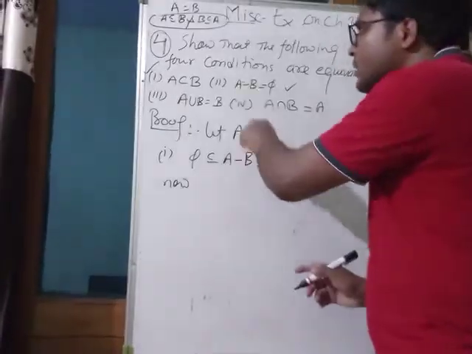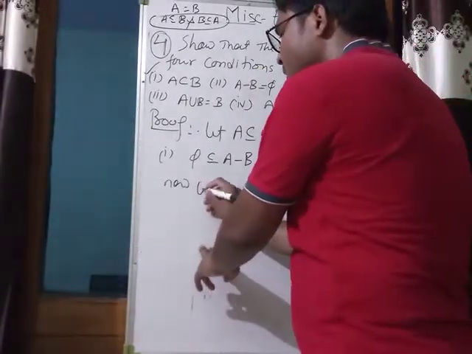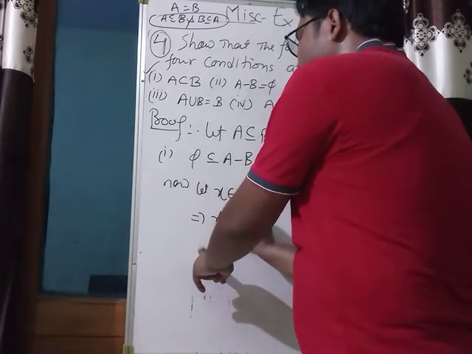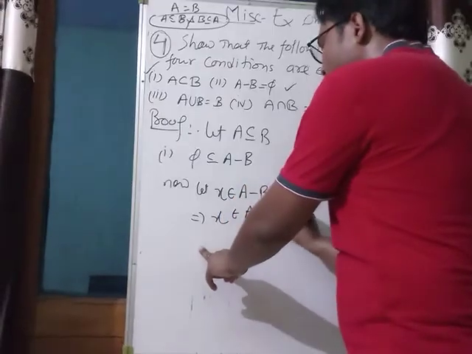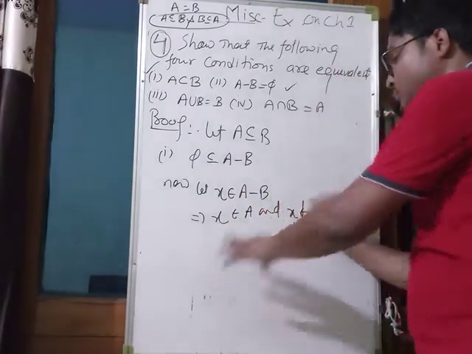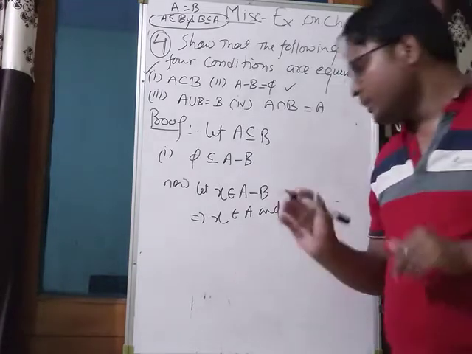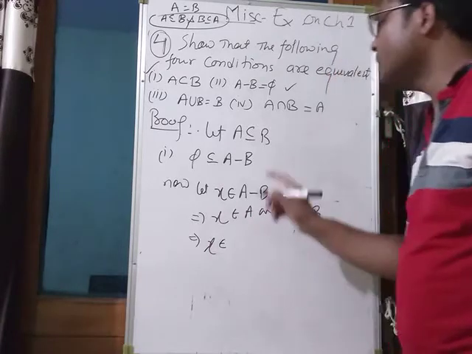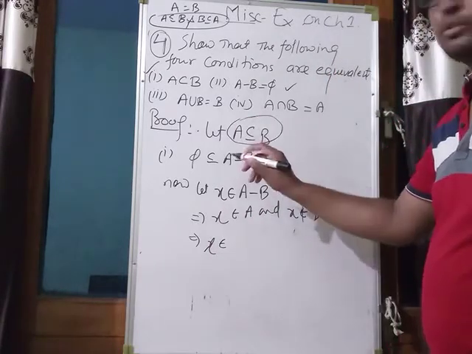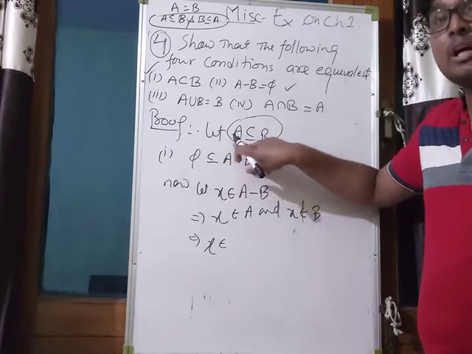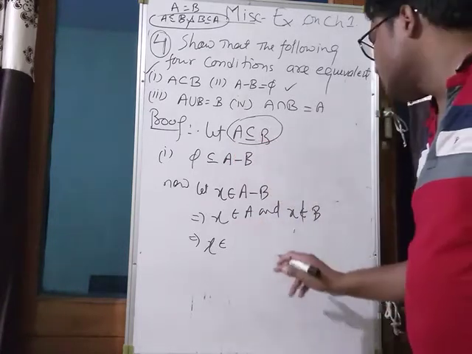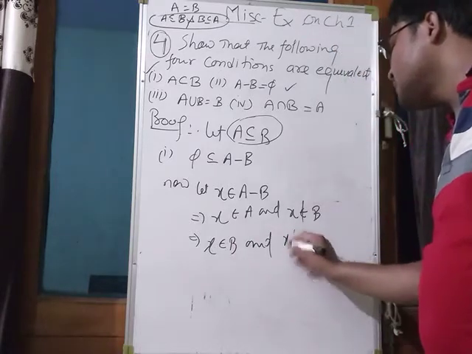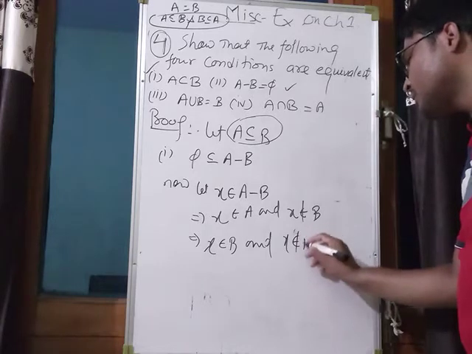Clearly we have to take an element in A difference B. So now let an element X belong to A difference B. Clearly X belongs to A and X does not belong to B, by the definition of set difference. Now A is a subset of B, it is given. So each element which belongs to A must belong to B. So X belongs to B also, and X does not belong to B.